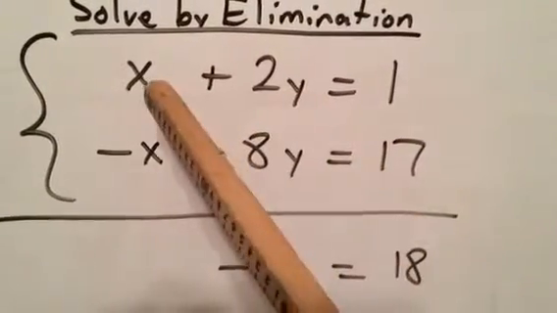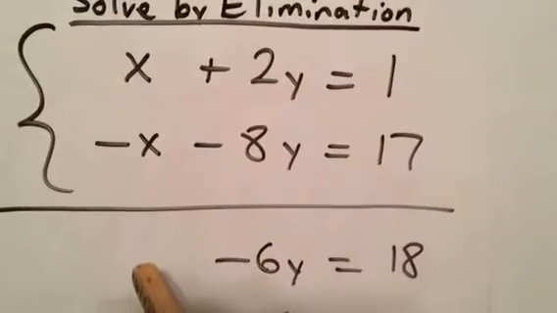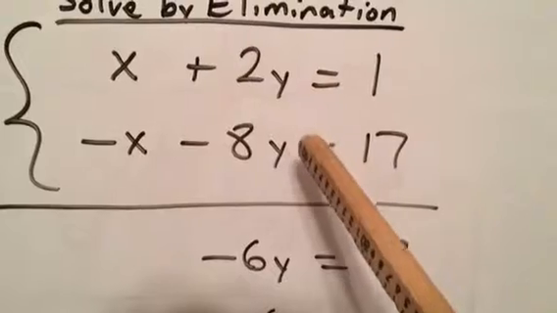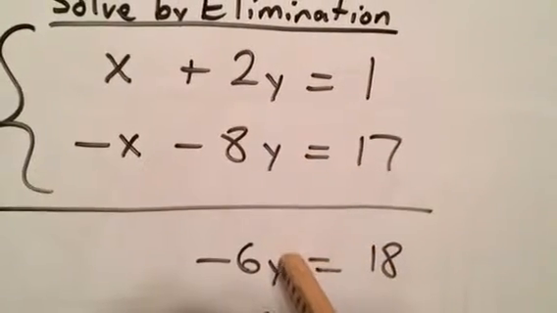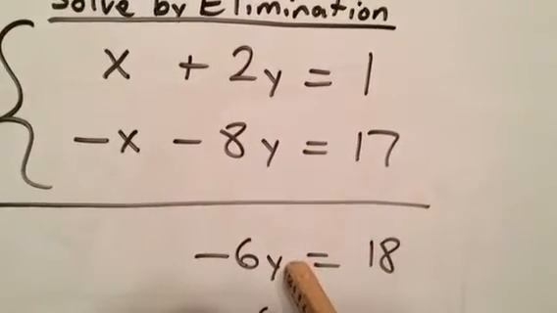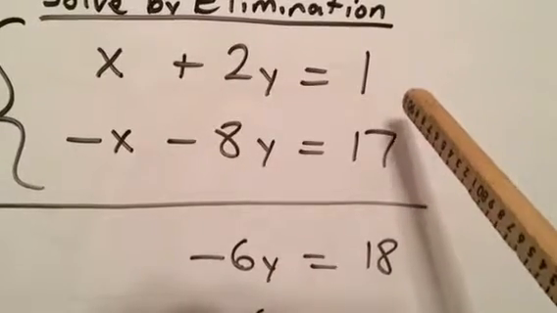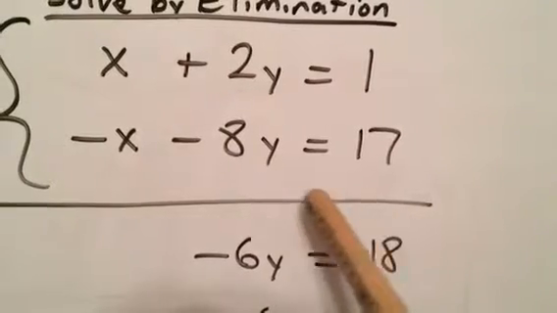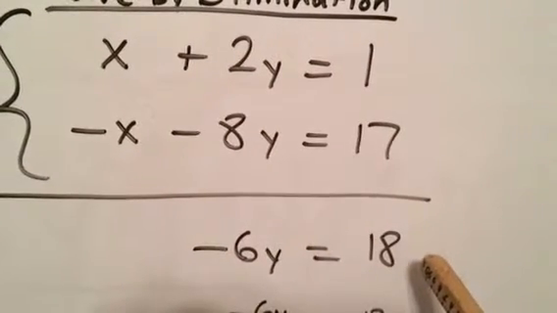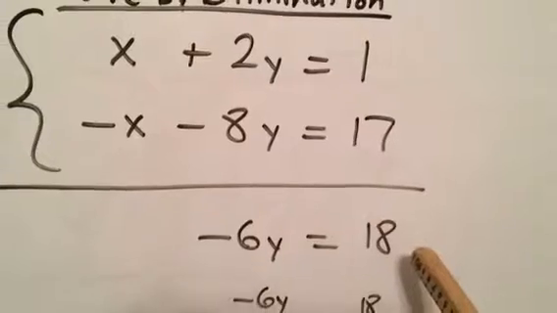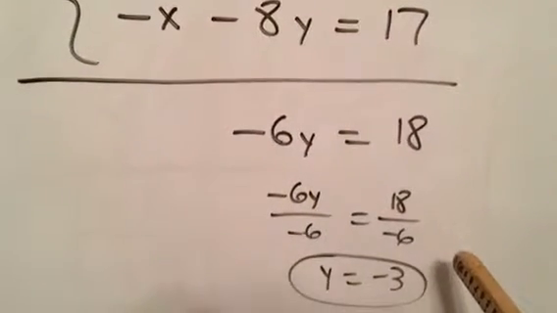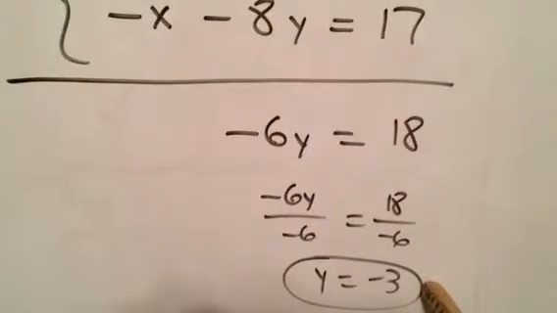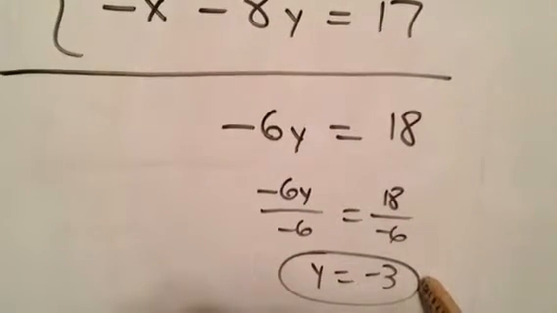In this case, because the x's cancel each other out, leaving no x's left, the 2y take away 8y can be combined together as a negative 6y. The 1 and the 17 can be combined together as 18. Notice what we have left is a simple one-step equation. By dividing both sides by negative 6, we end up with the result that y has to be negative 3.